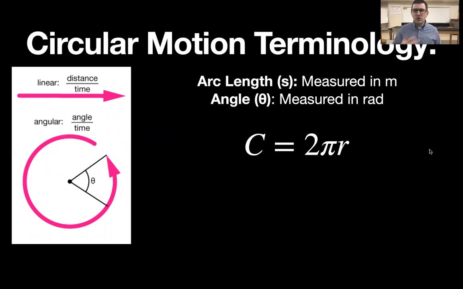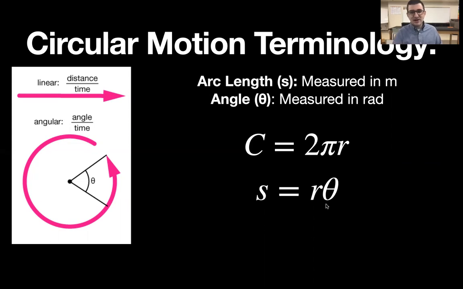But the question is, what is the general equation for the arc length, the linear distance traveled, if we are going through any angle theta? If we go through some angle theta, the arc length is equal to r, the radius of the circle, times the angle theta.